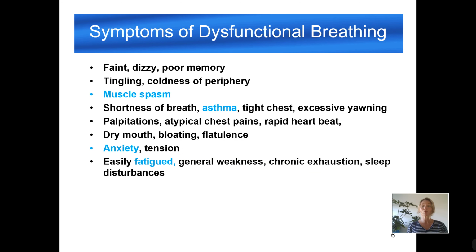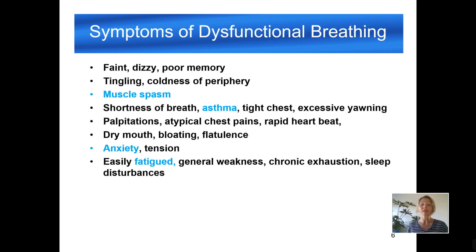What happens when we don't breathe properly? What happens to our body? These are some of the symptoms that you might experience. You might feel faint, you might feel dizzy, lightheaded, you might have poor memory, you might get tingling and cold in your fingers and toes, muscle spasm or just general spasm, tightness in the body, shortness of breath.